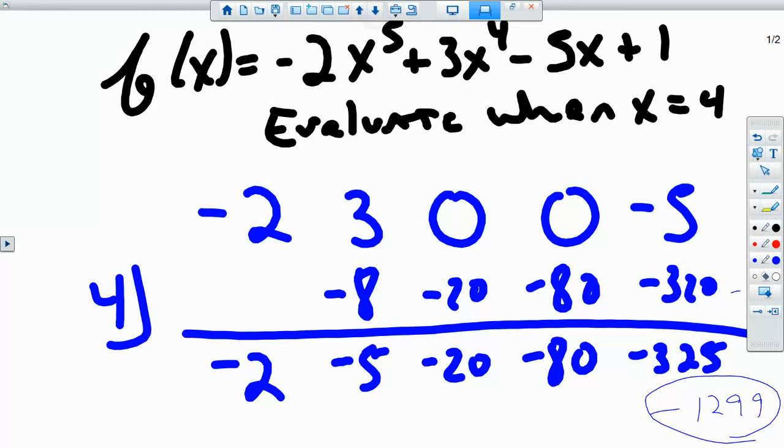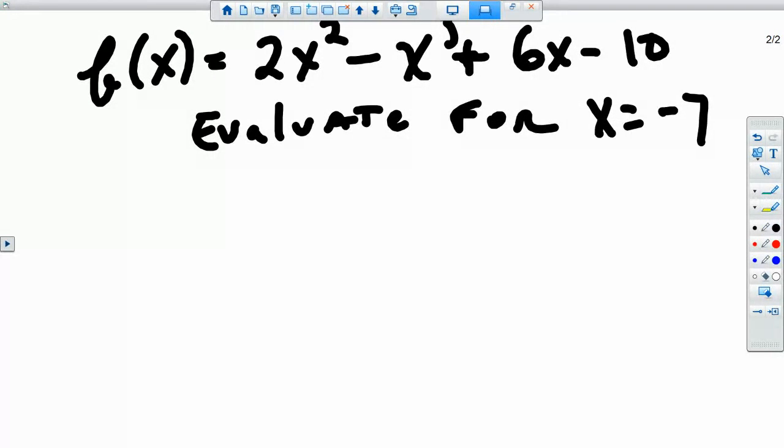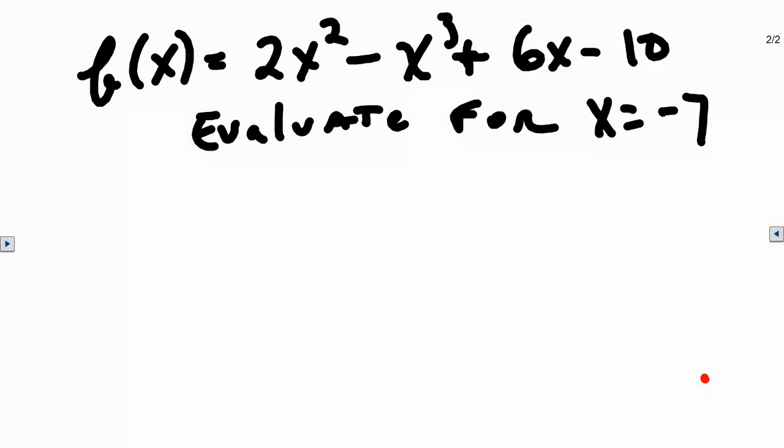Let's try this one. So this time, I'd like to evaluate this polynomial function, 2x to the 2nd minus x to the 3rd plus 6x minus 10. And I'm going to evaluate it at -7. Pause the video for a second and set it up first.